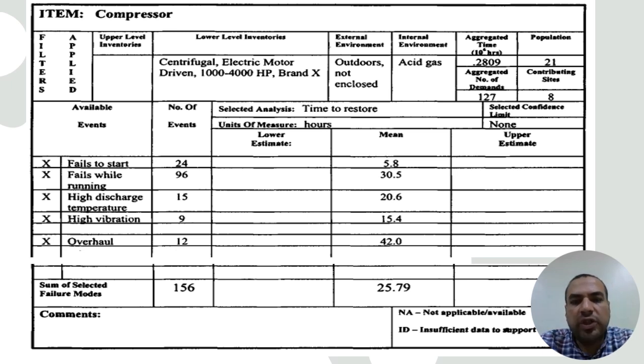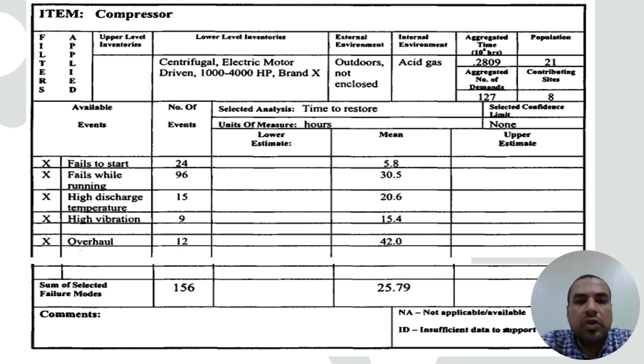We multiply each restoration time by the corresponding number of occurrences. We take the two numbers here, 5.8 multiplied by 24, which equals 139.2, and the second row is 96 multiplied by 30.5, which equals 2,928, and so on. After that, we add these values together, and the total weighted sum of hours is 4,018.8 hours. And as you see, the sum of the number of events is 156.